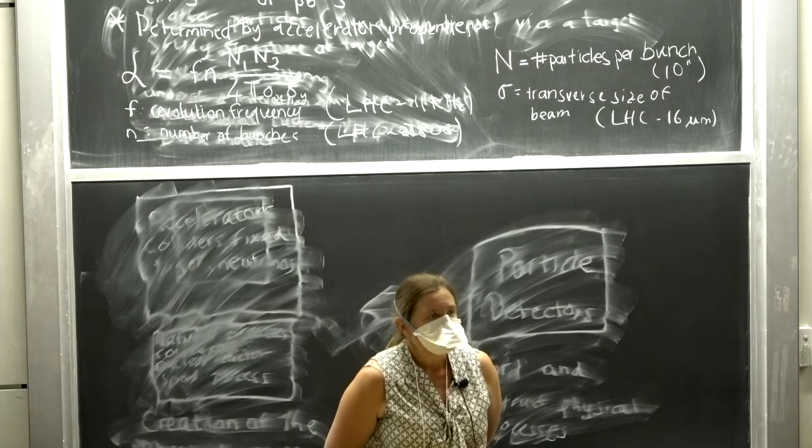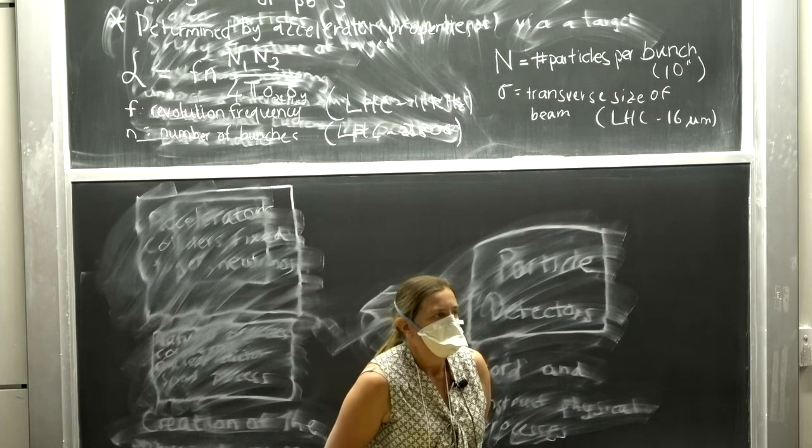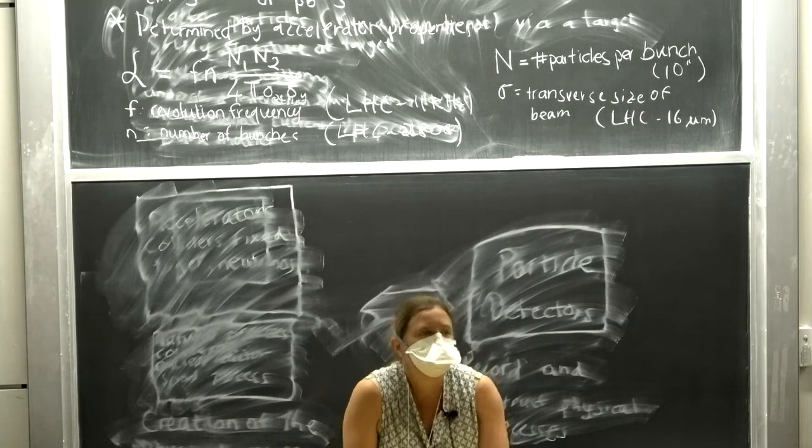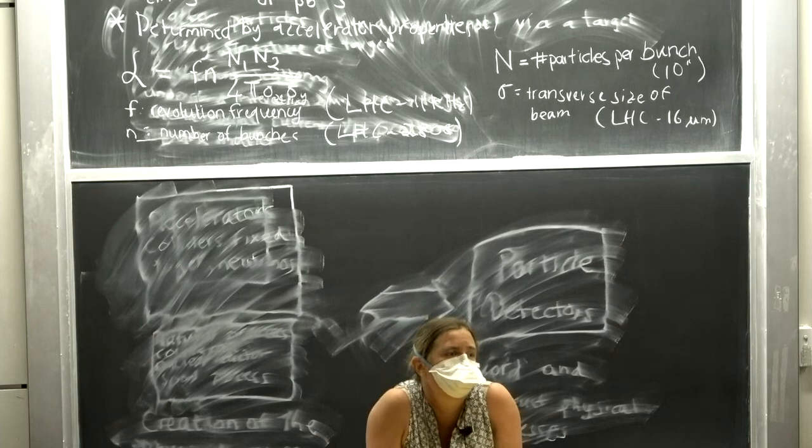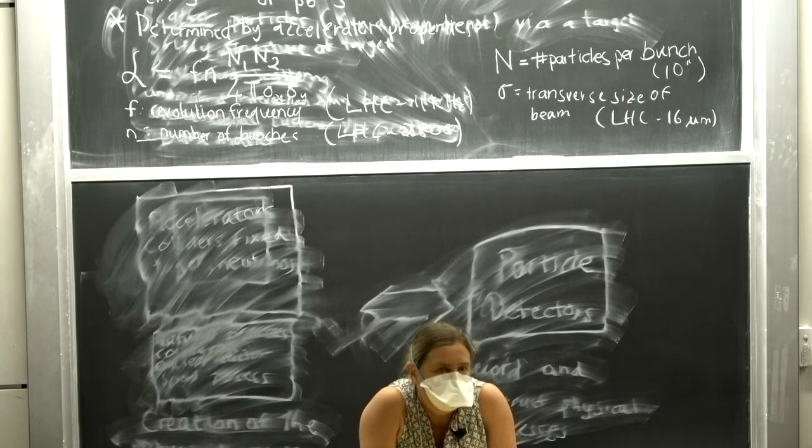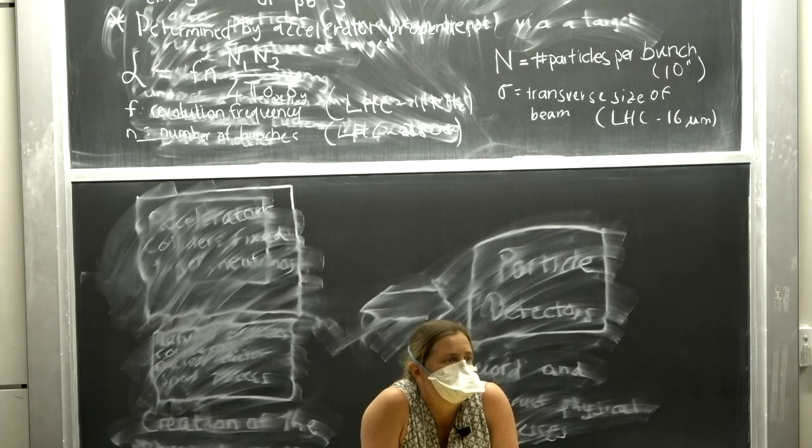There's something called luminosity leveling, which is something they haven't really used so far, but they might start using soon. This actually gives you a flatter profile as a function of time, but at the cost of decreasing your luminosity initially to do it.